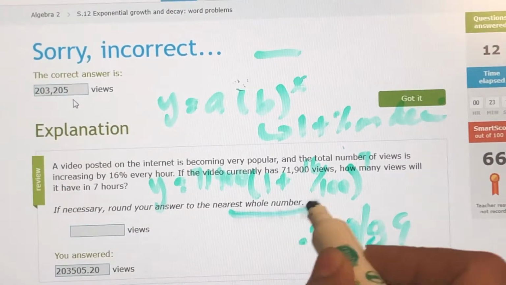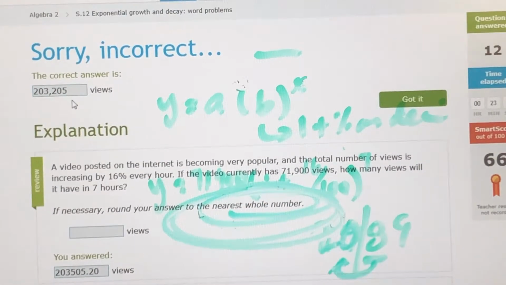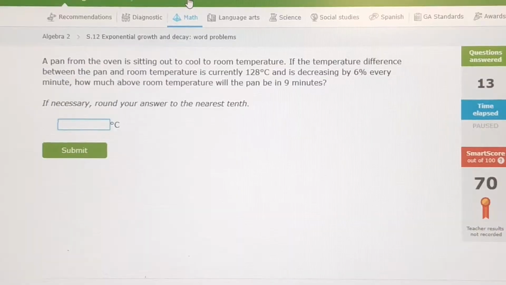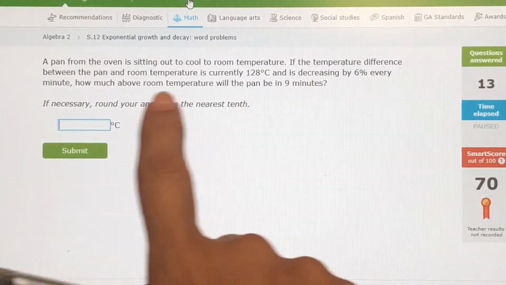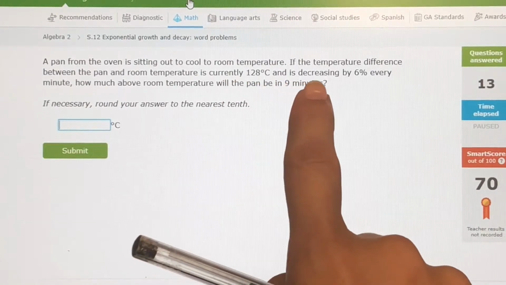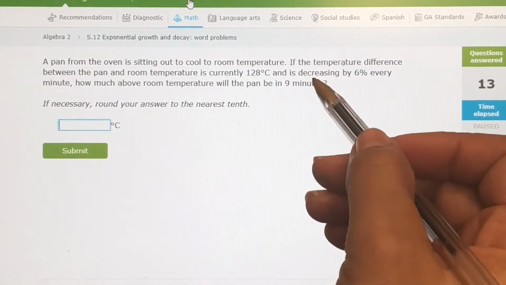Oh, look at me, I didn't read it. It said the nearest whole number. Okay, so let's read the question. All right, a pan from the oven set at cool temperature. The temperature difference between the pan and room temperature is currently 120 and decreasing. So what does decreasing mean?